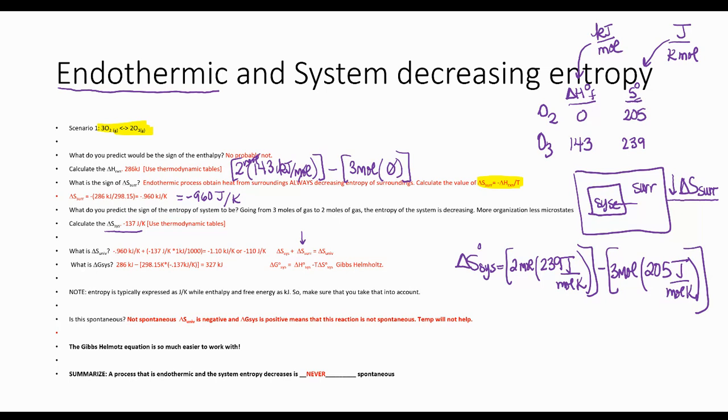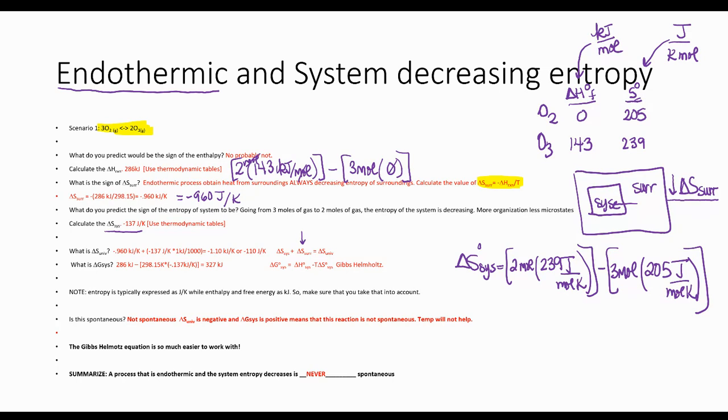Okay, and we plug that in, and it comes out to negative 137 joules per Kelvin. Okay, now we're going to pull this all together. Is this spontaneous or not? For that, I need my delta S of the universe. I would add the entropy of the system, which I just got, plus the entropy of the surroundings.